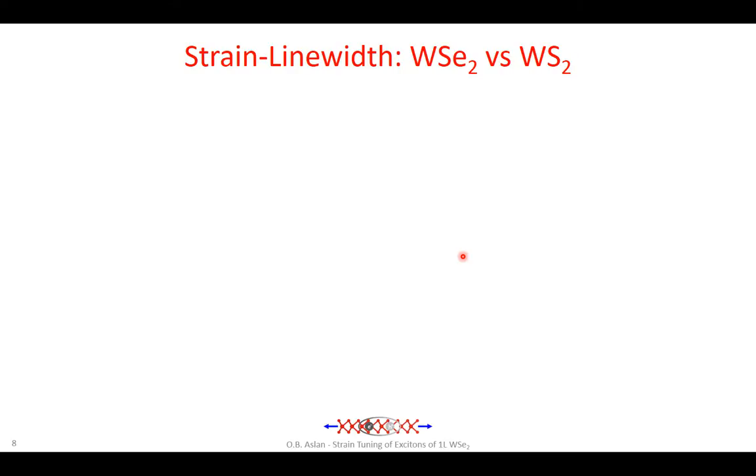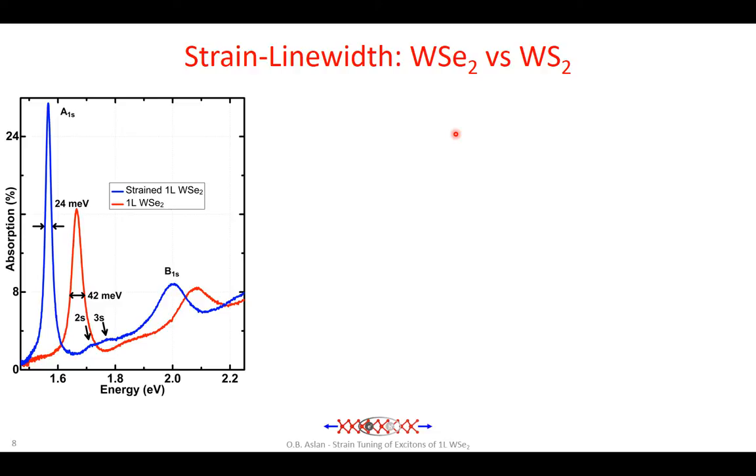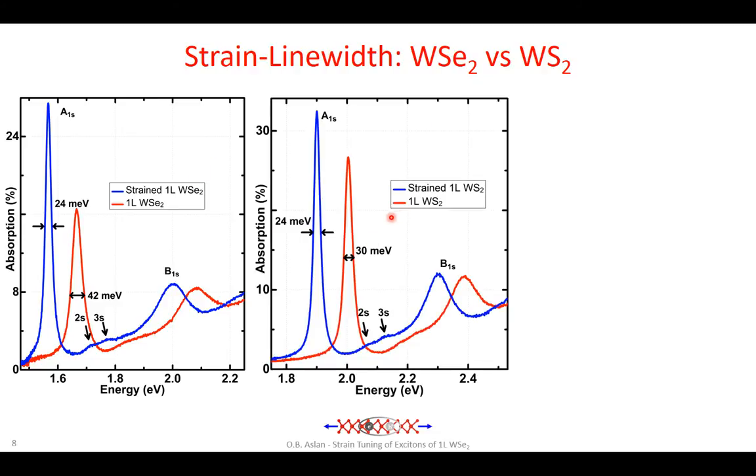Now it is always good to compare tungsten diselenide to a sister material to see how strain will affect its line width. Beyond our tungsten diselenide result, if you look at tungsten disulfide for the same measurements, you see that the line width is already good at 0% strain, which is 30 meV, and it becomes 24 meV. It reaches the same value of 24 meV at high strain.